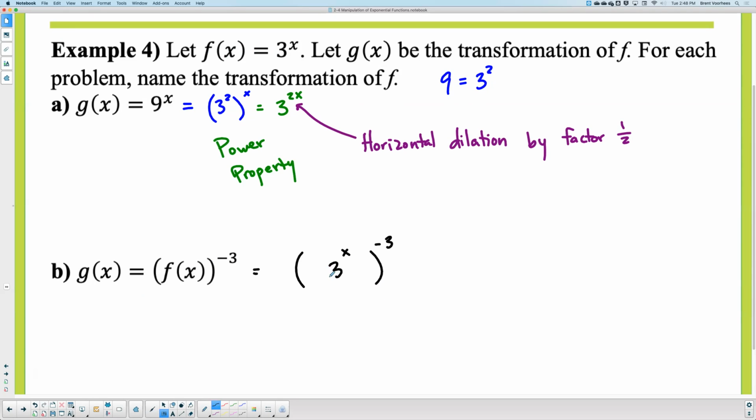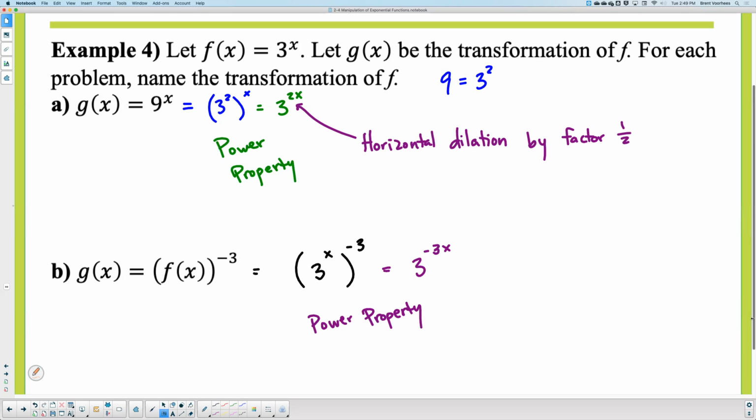Okay, what can you do if you have 3 to the power of x raised to the power of -3? What property could combine these? The power property. A power raised to a power. What do you do with a power raised to a power? Multiply. So this would be 3 to the power of -3x. Now believe it or not, there are actually 2 transformations there.